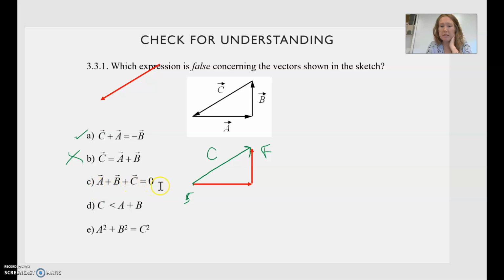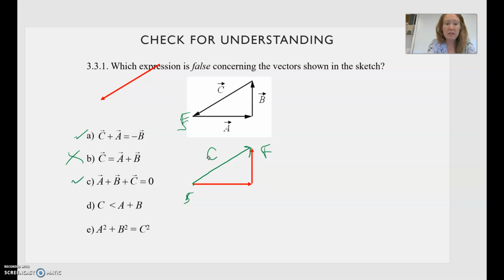Okay. Now let's just quick talk through the rest. A plus B plus C equals 0. Actually that looks right to me. Okay. Because if I follow along in the original picture, if I start here, I go around the triangle, I'm back where I started. So that is true.